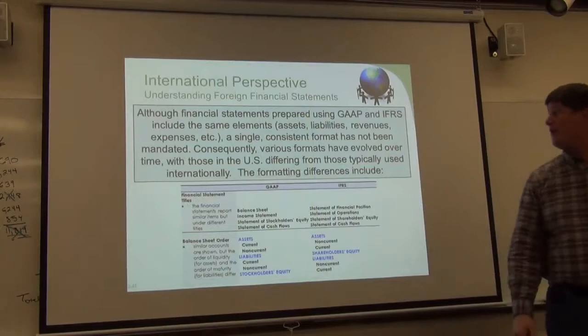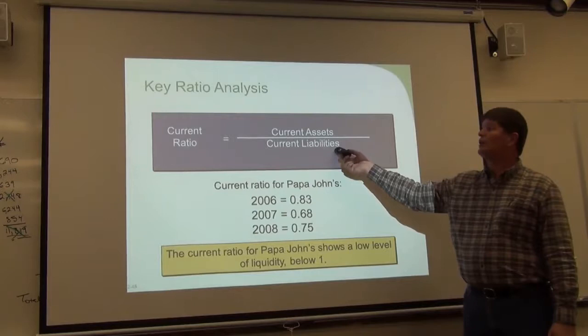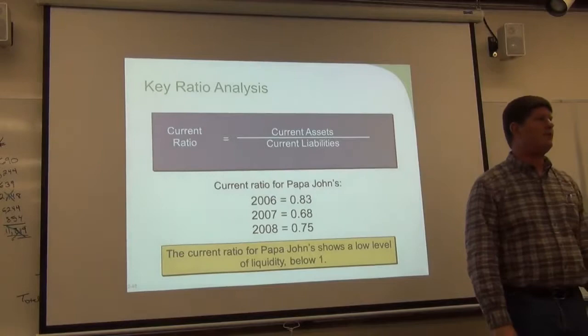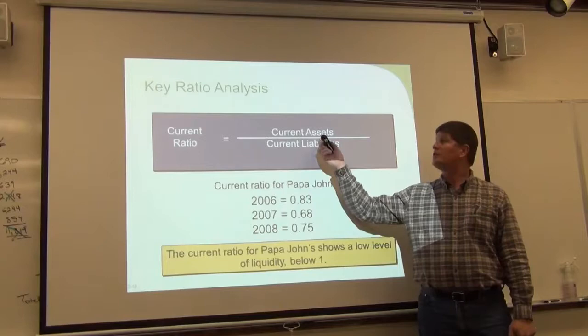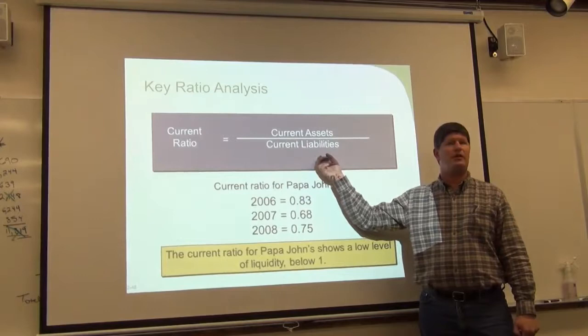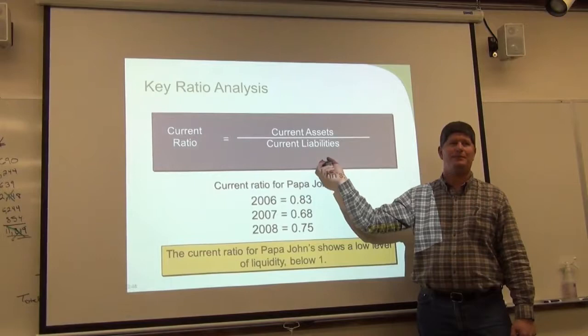Here's our ratio for tonight. This is the fun stuff. Current ratio: current assets divided by current liabilities. What does this tell you? Well, think about it. Current liabilities are what I'm going to have to pay with cash in the near future, because they're current. So how much cash or things close to cash do I have to pay those with? If this number is bigger, I'm good. If this number is bigger, I have a problem. Everybody see it? Yes. Okay.